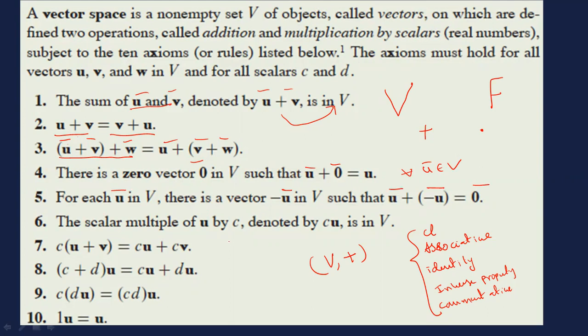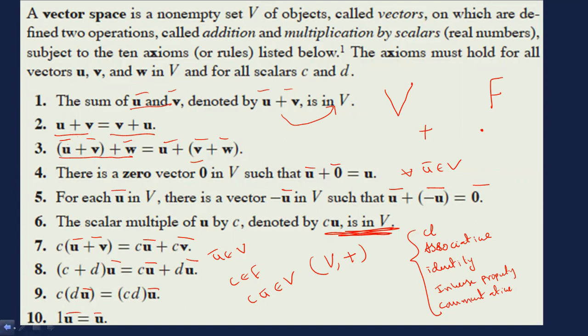And the scalar multiplication is closed. That means you take a vector, you take a scalar, and c u bar should belong to V. So this is called scalar multiplication is closed. And other properties: c into u bar plus v bar is equal to c u bar plus c v bar. c plus d into u bar is equal to c u bar plus d u bar. c into d u bar is equal to c d into u bar. 1 into u bar is equal to u bar. If any non-empty set satisfies all these 10 properties, we call it a vector space.